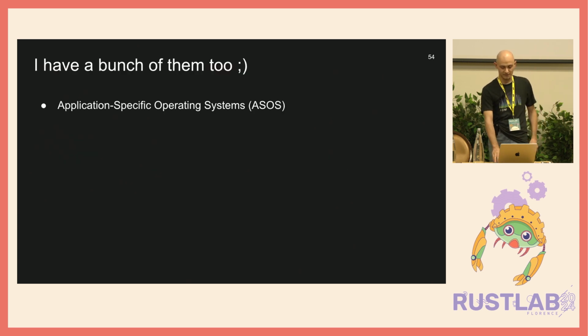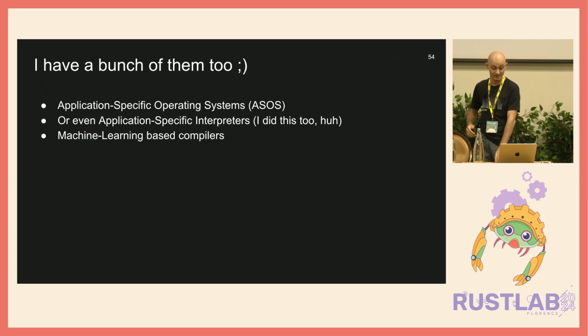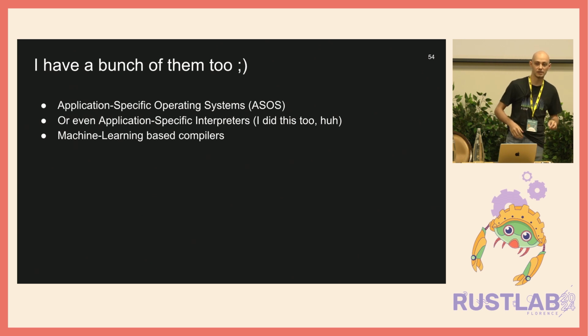A few words about more advanced things, about application-specific operating systems. You can try to optimize the whole operating system according to one target workload. For example, a Linux kernel for databases, a Linux kernel for gaming. Yesterday we had a talk about schedulers in Rust, and they had the same idea. So why not? We can do the same thing, but for the whole operating system. You can try to make application-specific interpreters like Lua interpreters. I have such benchmarks. Machine learning-based compilers.